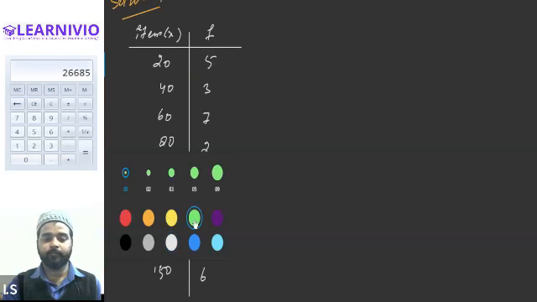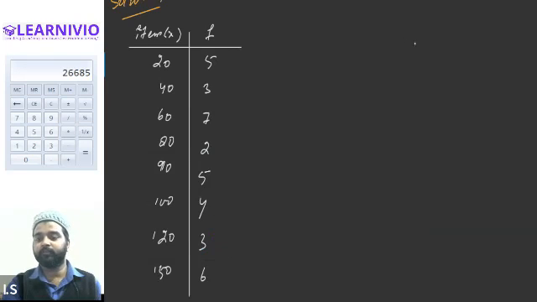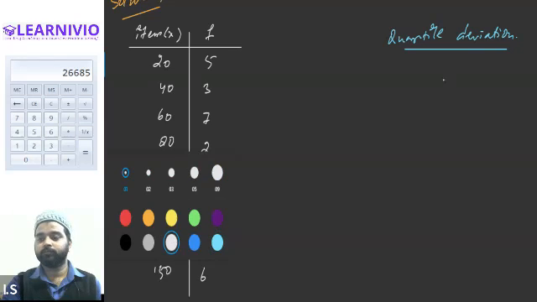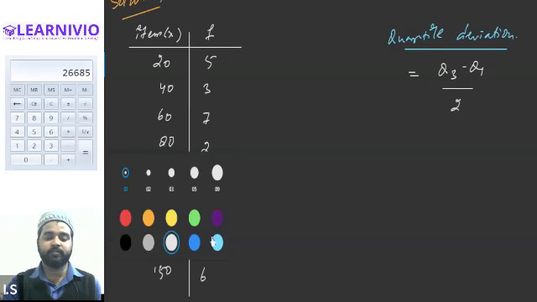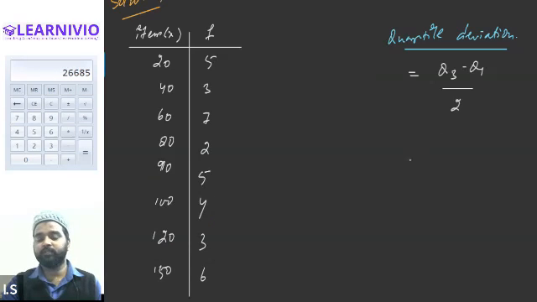As I told you, always write down the formula first. So for calculating quartile deviation, we have this formula: quartile deviation equals Q3 minus Q1 divided by 2. The formula will remain the same in case of all the series, whether continuous, discrete, or individual series.